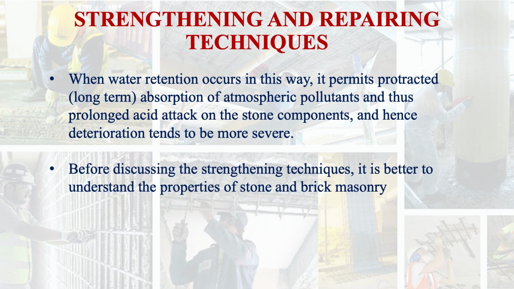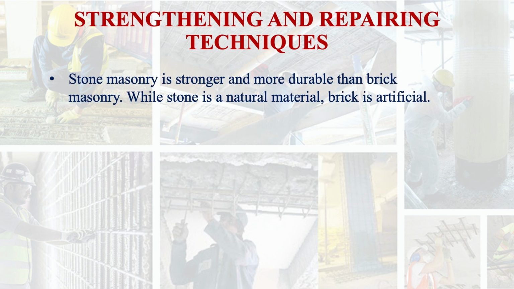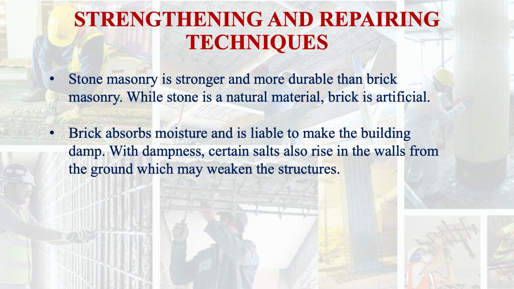Before discussing the strengthening techniques, it is better to understand the properties of stone and brick masonry. As you know, stone masonry is stronger and more durable than brick masonry. While stone is a natural material, brick is artificial material. Brick absorbs moisture and is liable to make the building damp. With dampness, certain salts also rise in the walls from the ground, which may weaken the structure.